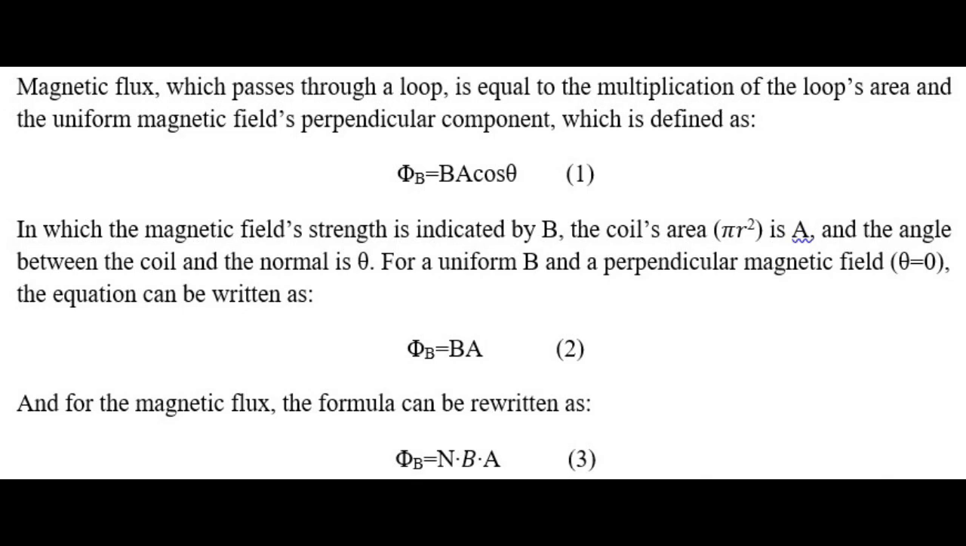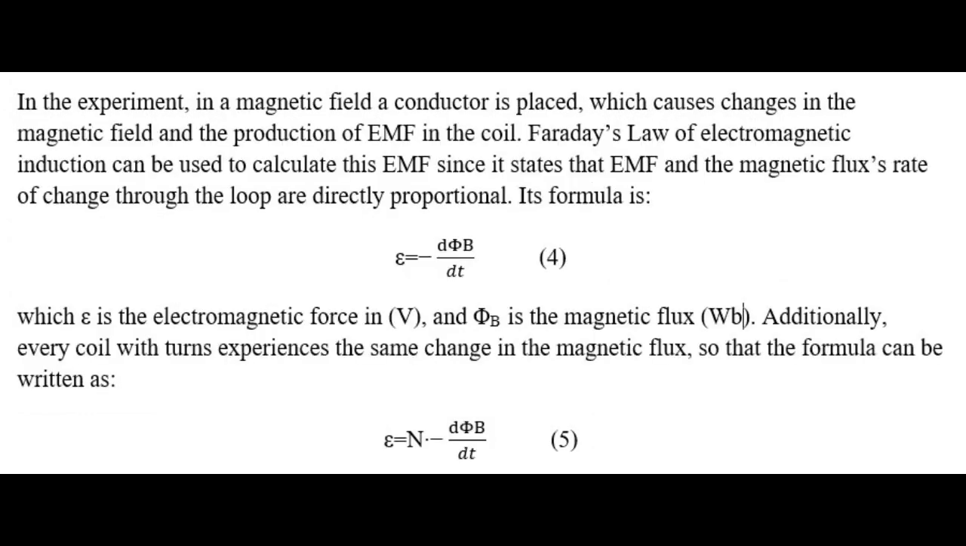created around the coil. Magnetic flux is equal to the product of the loop's area and magnetic field. And Faraday's law states that induced EMF is directly proportional to the rate of change of magnetic flux, and each turn of a coil experiences the same change of magnetic flux. Overall, the formula for induced EMF can be written as this.